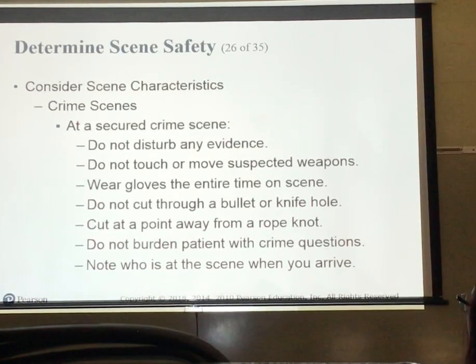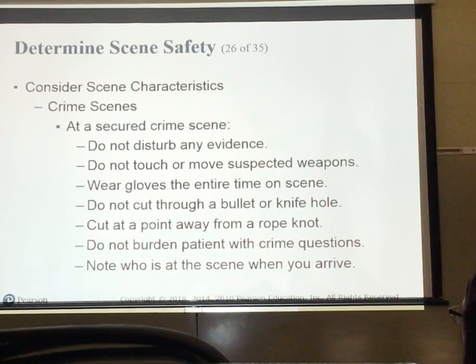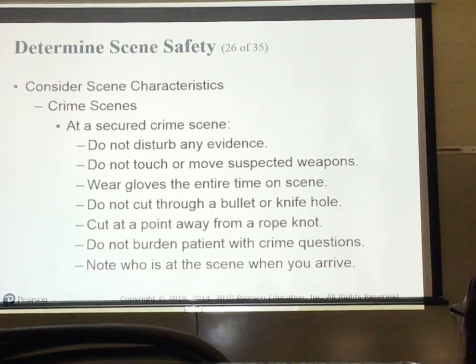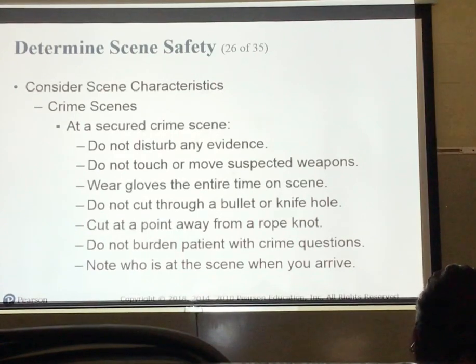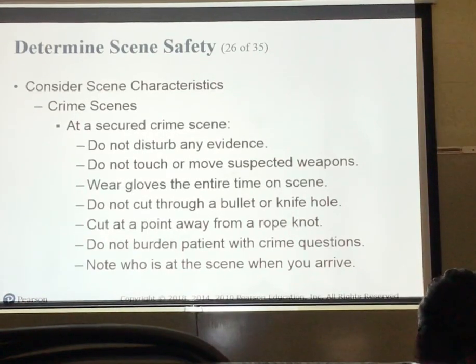If you touch a weapon, do not disturb any fingerprints that may be left on it. Pick a gun up by the edges of the grip and use gauze pads to pick up a knife at the very edge of the blade. Wear gloves the entire time. If you need to tear or cut away clothing to expose a wound, make sure you don't cut through bullet holes or knife slashes. If the patient was strangled or tied with a rope or other material, cut at a point away from the knot instead of untying it.